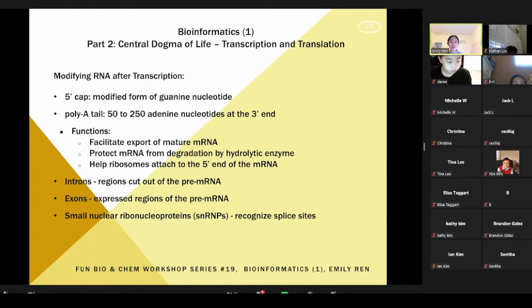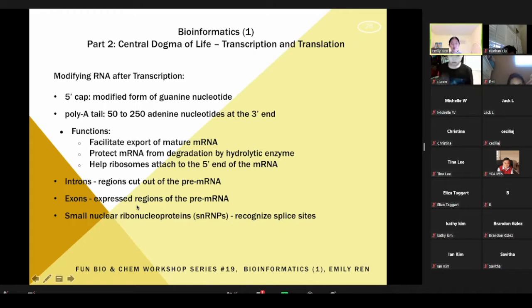The purpose of these modifications after transcription is to facilitate the export of the mRNA and protect the mRNA from degradation by enzymes in the cytoplasm, and also help the ribosomes attach to the mRNA for translation. There are 2 types of segments within the RNA: introns and exons. Introns are usually spliced out of the pre-mRNA, and exons are joined together. Exons are usually expressed regions.